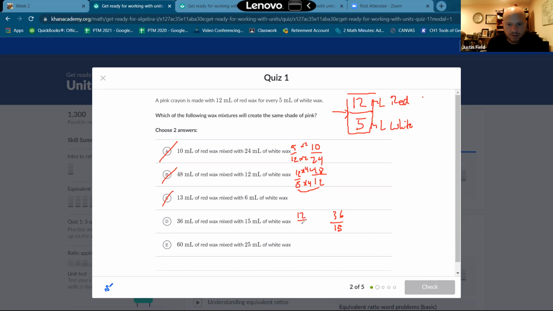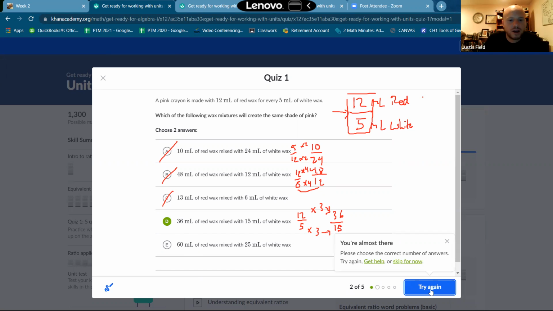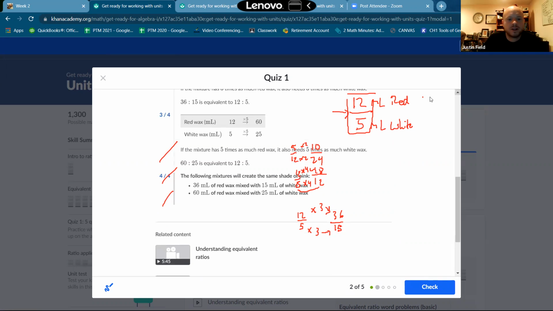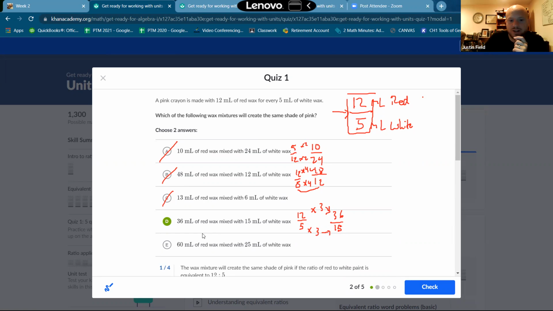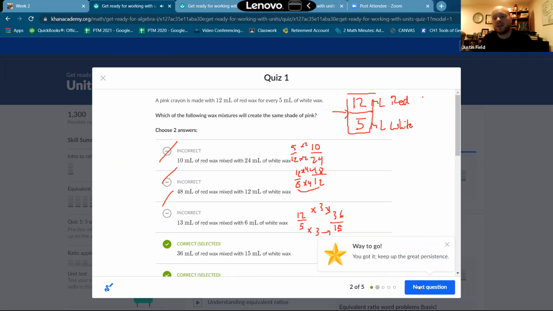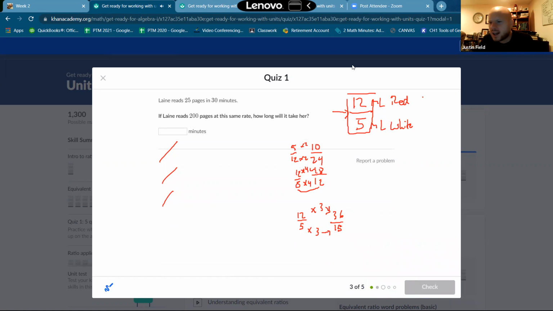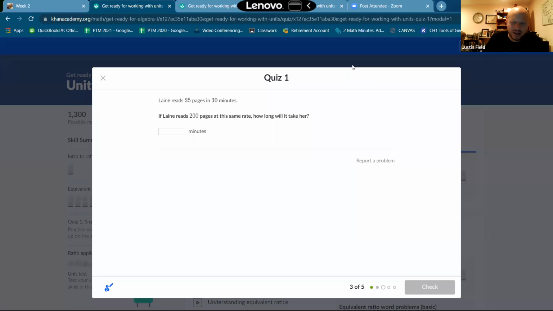Let's write our given. If we multiply 12 by 3, we do get 36. And if we multiply 5 by 3, we do get 15. So I think we're going to pick that one. Well, let's click get help. Oh, it said choose 2 answers. So I was not wrong, but 60/25 works as well. See? And that is why I did that, to show you that it's okay to get stuff wrong.